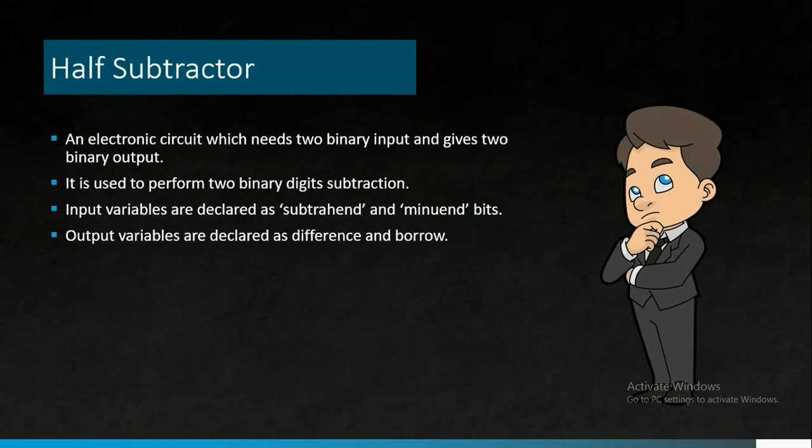So, like the previous video that we made about half adder and full adder, similarly there is half subtractor and full subtractor, which performs the operation of subtraction in the ALU unit, as a half adder performs the operation of addition in the ALU. So it also requires two binary inputs and results in two binary outputs which are known as difference and borrow. The two input variables are declared as subtrahend and minuend, and this performs the binary subtraction.